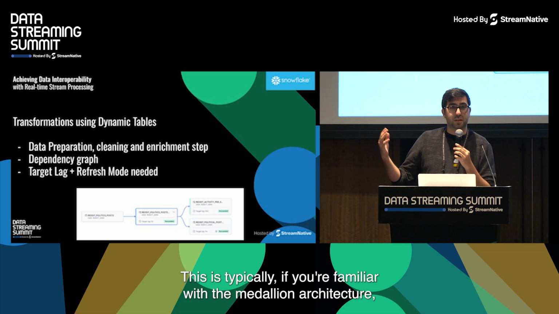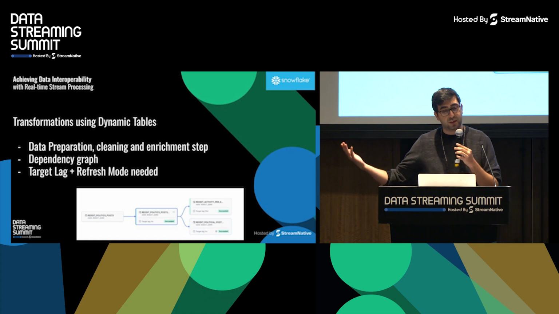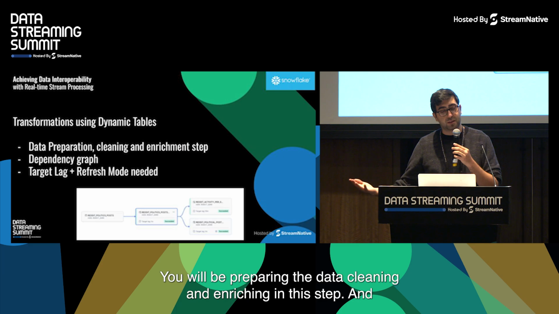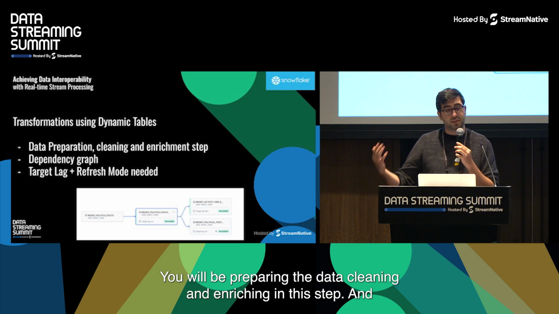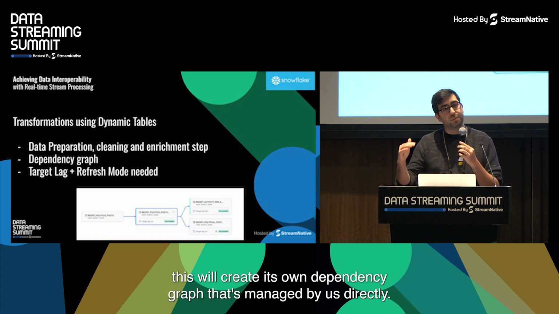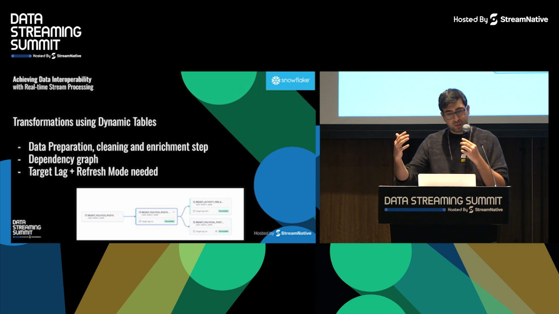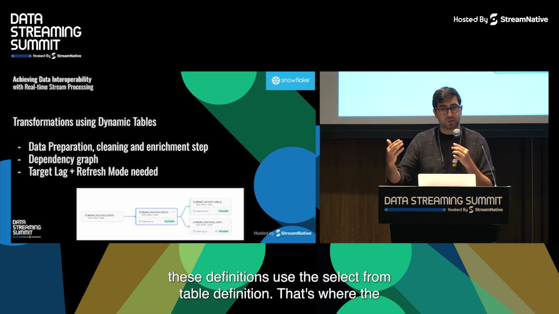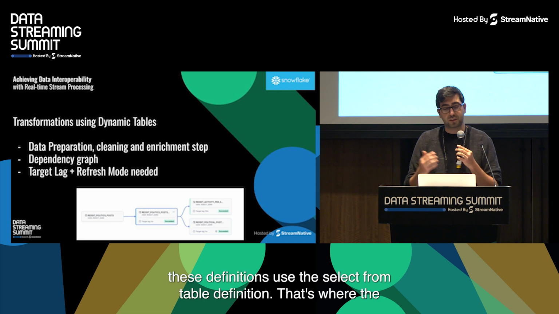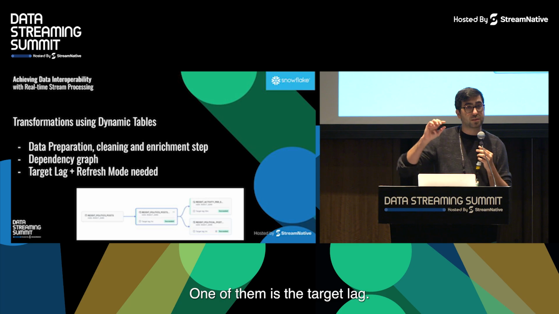Then we'll do the transformation using dynamic tables. Typically, if you are familiar with the medallion architecture, you can do the silver and gold layer here. You would be preparing the data, cleaning and enriching in this step. And this will create its own dependency graph that's managed by us directly. So you don't need to define any of these dependencies. Of course, these definitions use the select from table definition. That's where the dependency is derived from. And then this introduces two key knobs. One of them is the target lag.